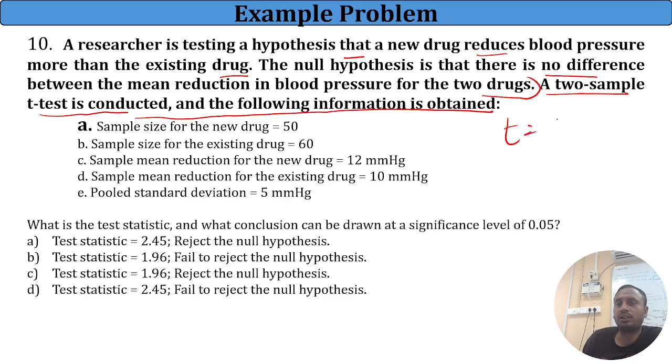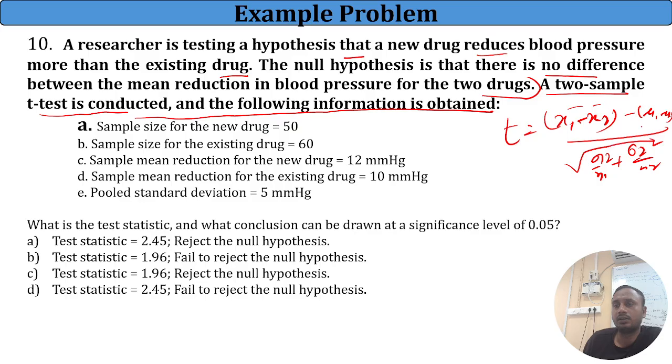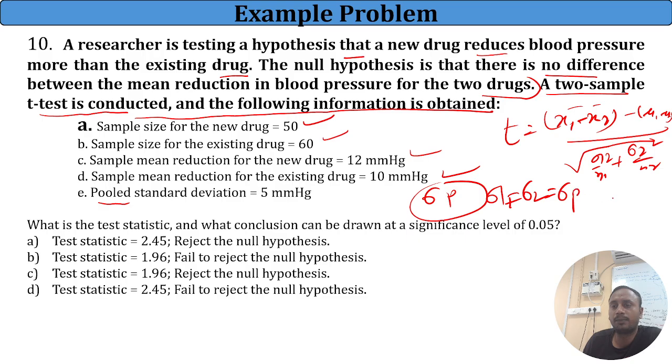So we know that T is equal to x1 minus x2 minus mu1 minus mu2 upon root under sigma1 square by n1 plus sigma2 square by n2. So this is a T value. Sample 1, sample 2, sample mean, pooled standard deviation. So sigma pool means sigma 1 is equal to sigma 2, sigma p is equal to 5 mm of Hg. So please just calculate how it comes.